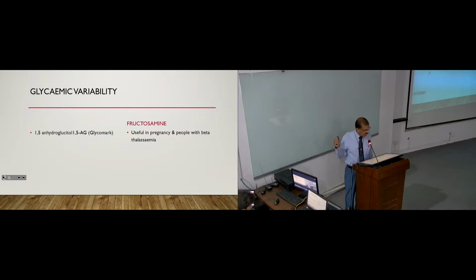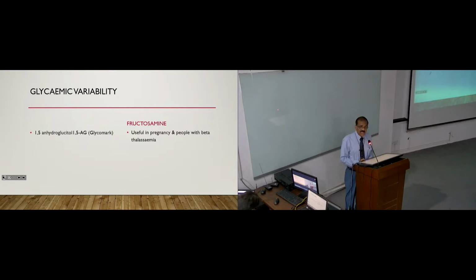Now, this I just added when I was coming to this place. These two tests, 1,5-anhydroglucitol, abbreviated as 1,5-AG, GlycoMark. This is an FDA approved test, but never became popular. Two people can have the same A1C. One may have more glucose variability, the other may have less. The one with increased glucose variability can be differentiated from another person with less glucose variability with the same A1C by this test. I will not go into the detail.